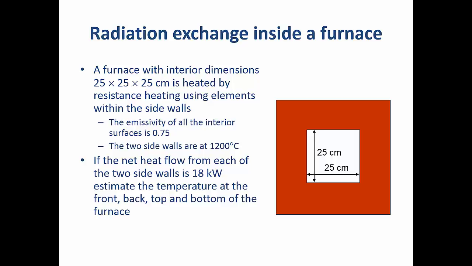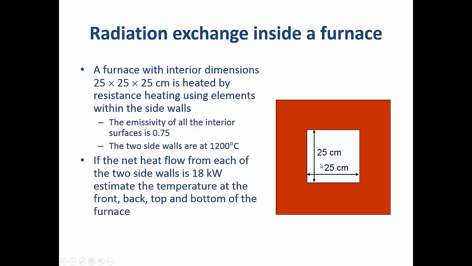Now, to take this further, I'm going to consider a simple example of radiation exchange inside a furnace. The furnace, I'm going to say, has a cubic cavity, 25 centimeters in each direction, and the side walls are heated by resistance heating elements that are within these side walls, so that there are two side walls at a temperature of 1200 centigrade.